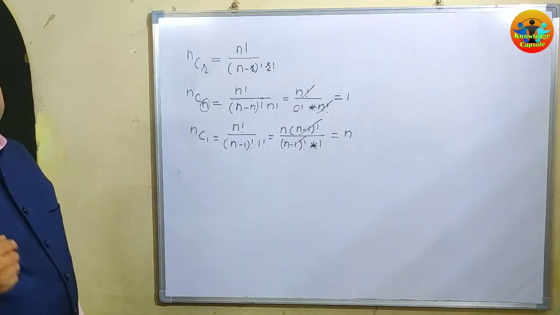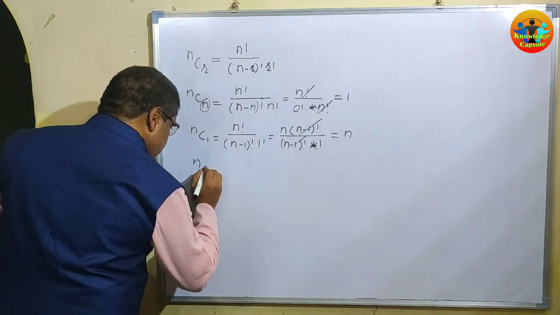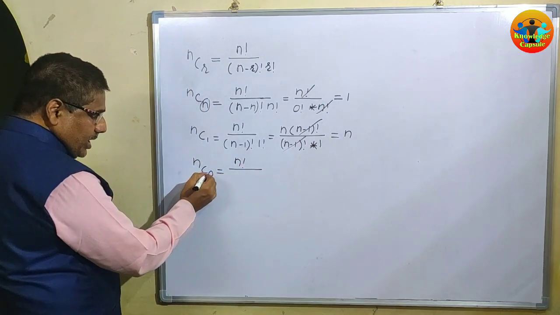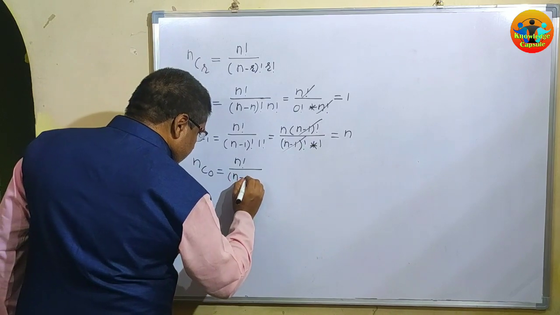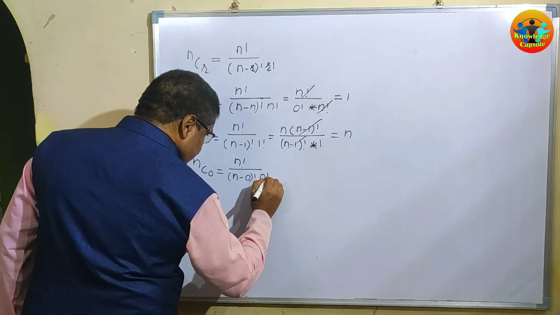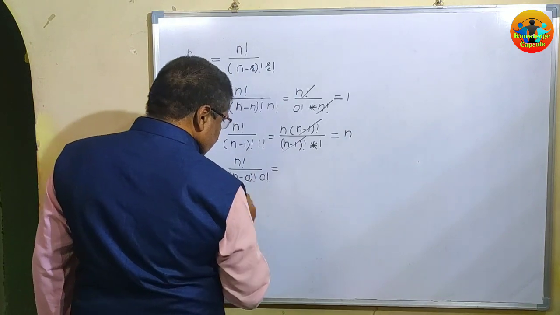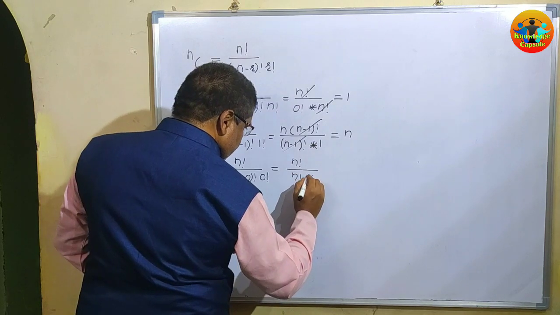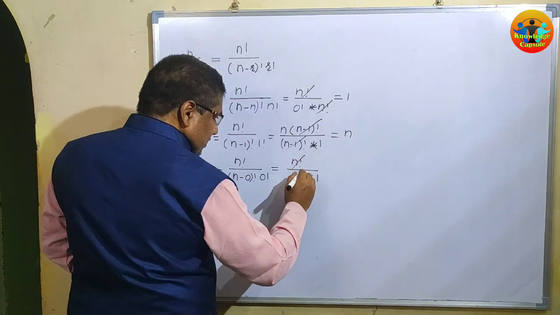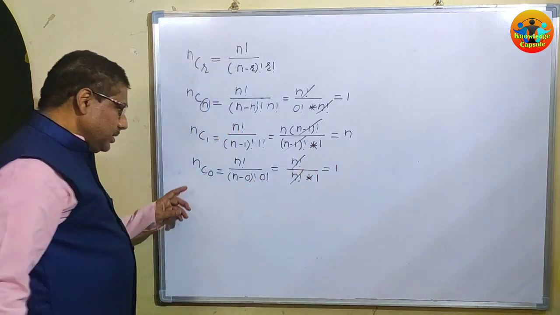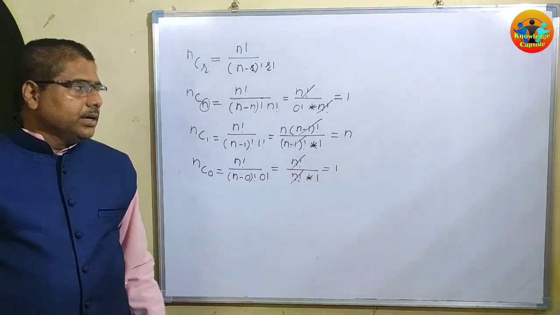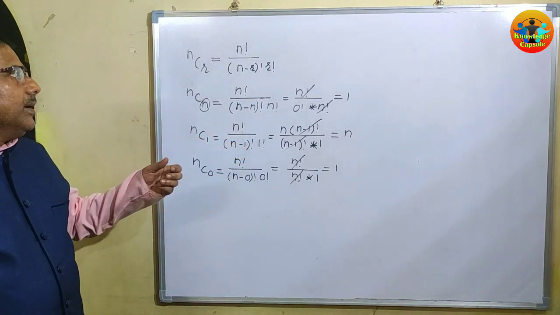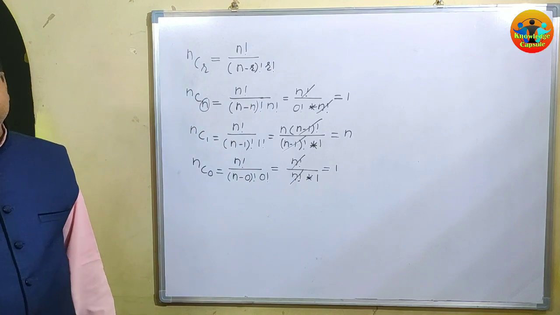Now let's see what is nC0. nC0 is equal to factorial n upon n minus 0 factorial into 0 factorial, where the value of r here is 0. Therefore, n factorial upon n factorial into factorial 0, which is 1. Therefore, the final answer is 1. Therefore, nC0 is equal to 1. These are the three basic results which we will use in the expansion of the given binomial.